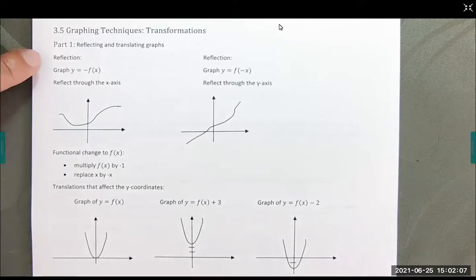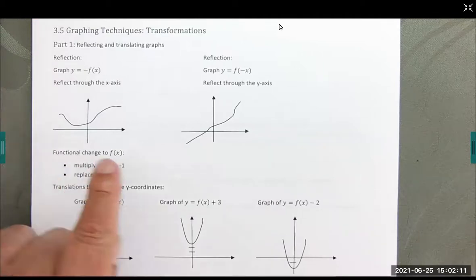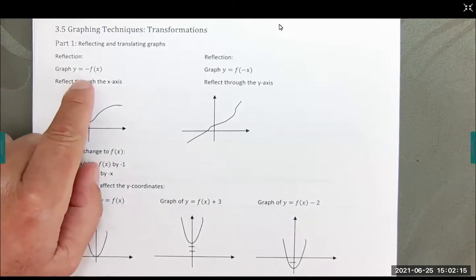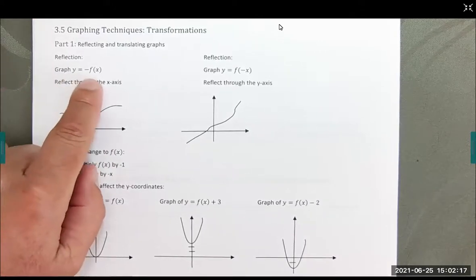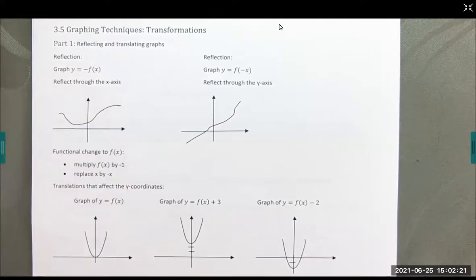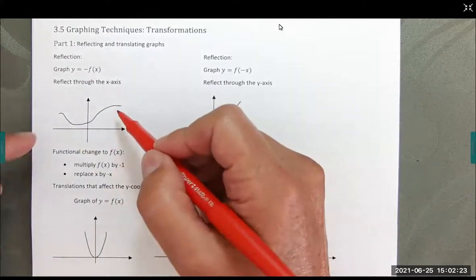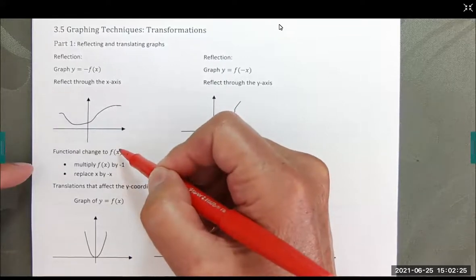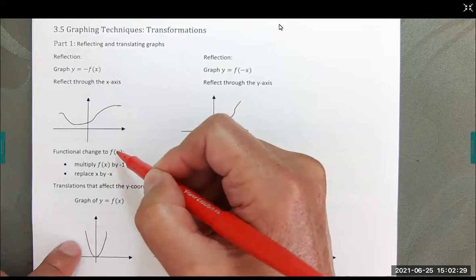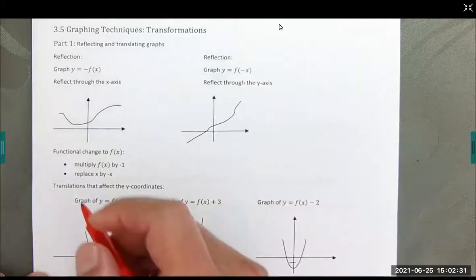When we do a reflection, there's two ways to do it. There's actually several ways to do it, but we're going to focus on just these two here. This first one is if we make y equals negative f of x, then this is going to be a reflection through the x-axis, meaning point by point, they're going to be down here, negative y values. So all the positive y values are going to become negative and vice versa. In this case, they're all positive.